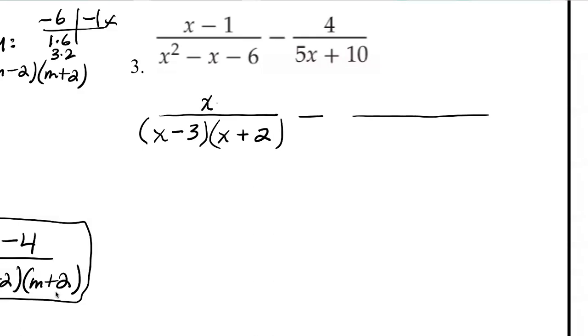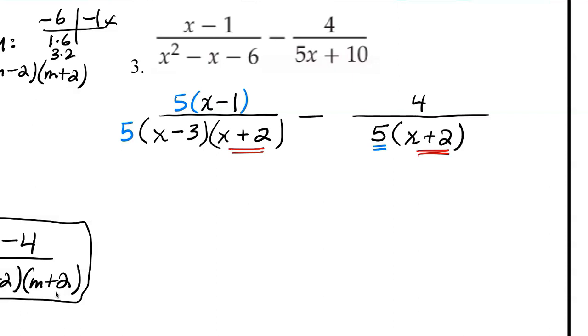The numerator there is still x minus 1, and then we could factor the fraction on the right to be 5 times x plus 2. Now again, we go through the process of matching factors. The one on the right has a 5, so we need a 5 on the left. And they both already have an x plus 2, so we don't need any extra factors of x plus 2.